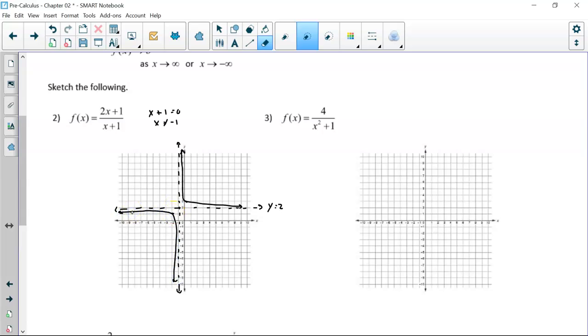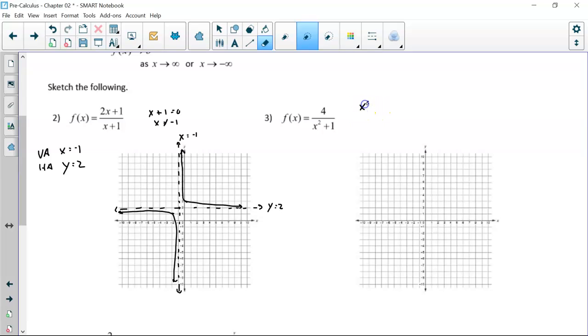Now, number 3, x squared plus 1. So let me label the asymptotes real quick. The vertical asymptote, x equals negative 1. The horizontal asymptote is at y equals 2. And we'll talk about how we can generalize those in a few moments.